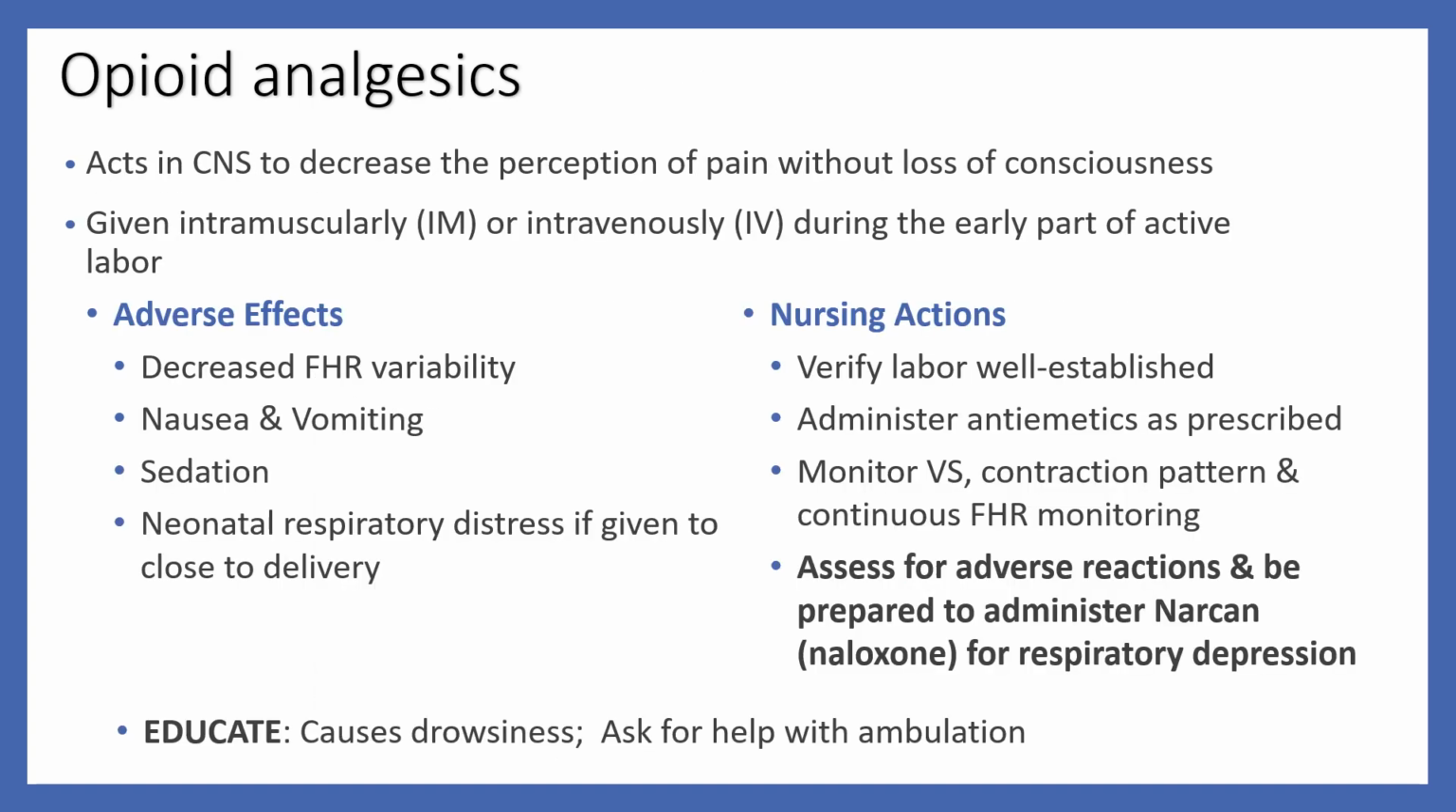Opioid analgesics act in the central nervous system to decrease the perception of pain without the loss of consciousness. The most common opioid analgesic used is fentanyl. The client can receive opioids via IM or IV during the early part of active labor, but the intravenous route is recommended because the action is quicker.